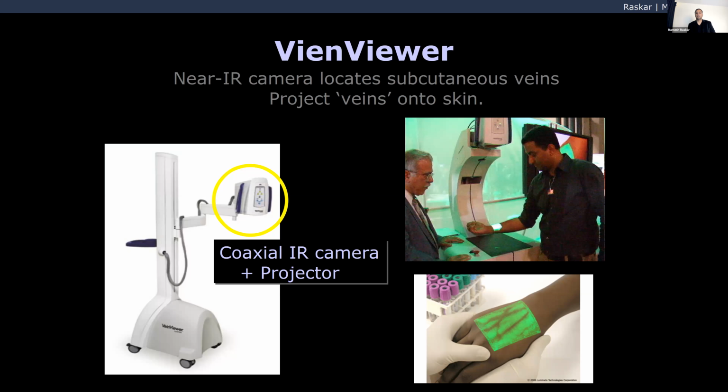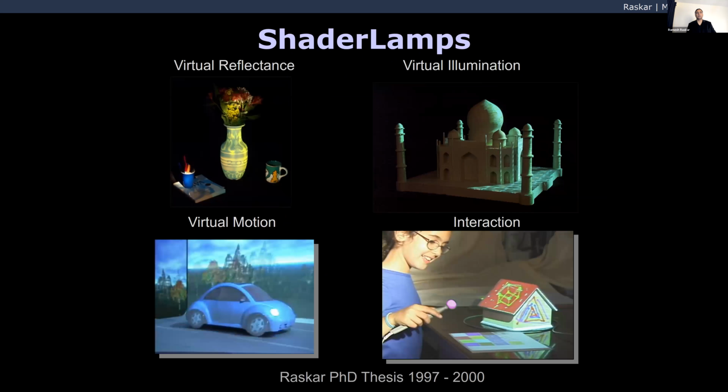And when you think about augmentation, one of the great examples is the vein viewer, where I am able to just put my hand underneath this vein viewer, which has a coaxial IR camera that can see my veins, but has a projector that's projecting on my hand in a green color. So it becomes very easy for a nurse to find the vein for injections and so on.